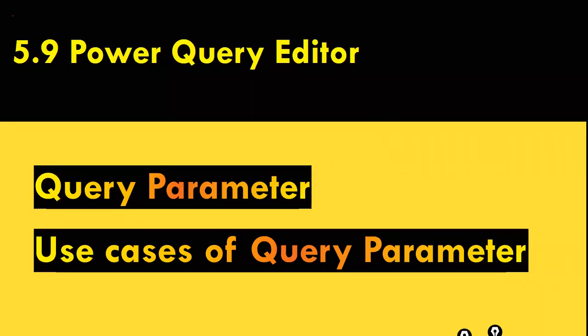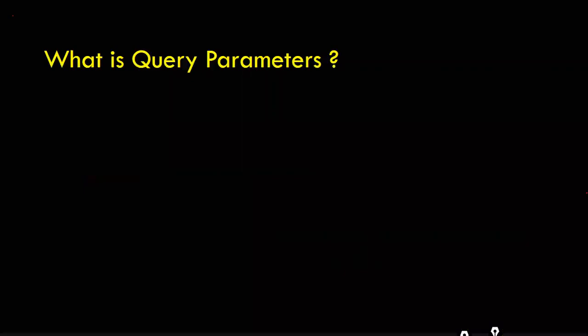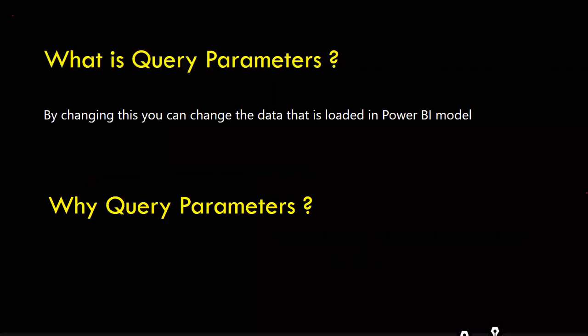Next, we will take a look at the query parameter, and also we'll look at the use cases of the query parameter. There are three types of query parameters. Before we jump in there, first of all, what is a query parameter?